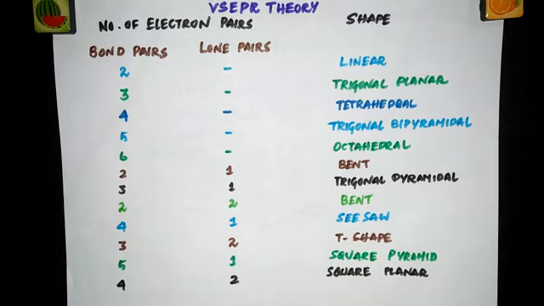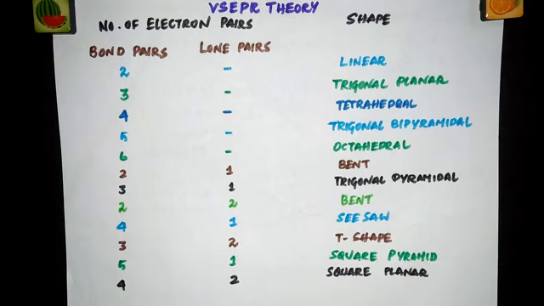Hello students, in today's video we are going to see how to predict the shape of the molecules based on VSEPR theory. In the previous video we have seen in detail about this theory. What is VSEPR? Valence shell electron pair repulsion theory. So based on this theory we have seen how molecules take up different shapes depending upon the number of electron pairs that is present around the central atom.